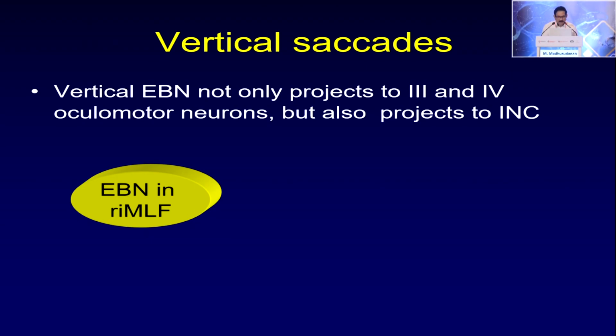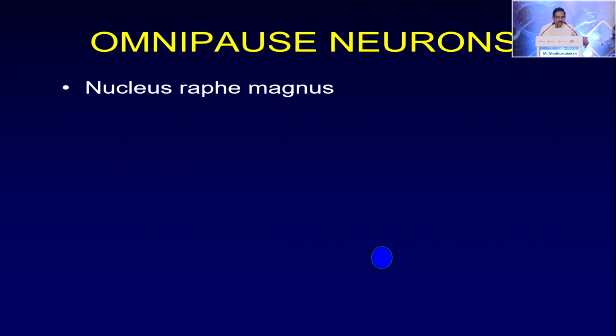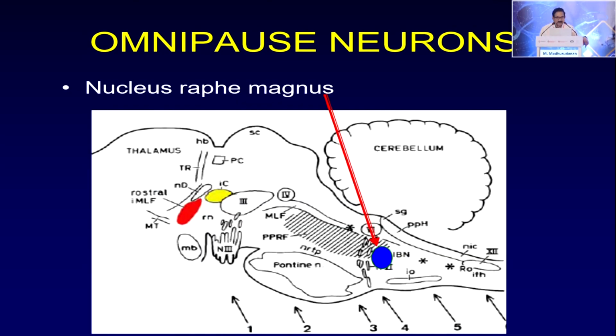Just like the PPRF neurons, the vertical EBN not only projects to the third and fourth oculomotor neurons but also projects to the INC to produce the step innervation. Now there is another group of neurons called the omnipause neurons, which, as the term says, omni, inhibits all neurons. It is situated in the nucleus raphe interpositus.